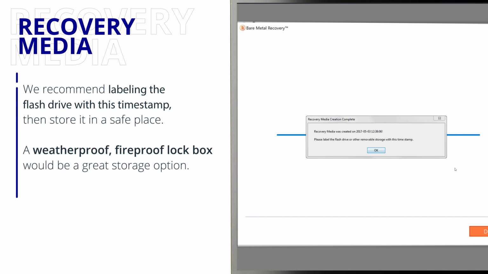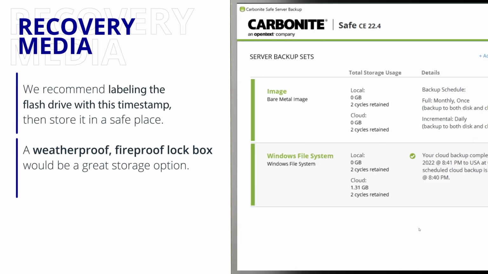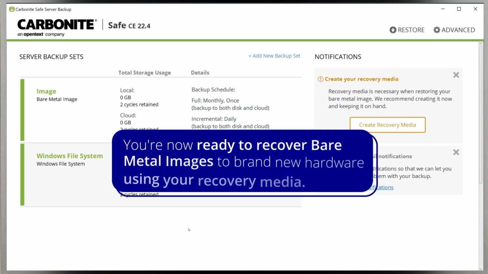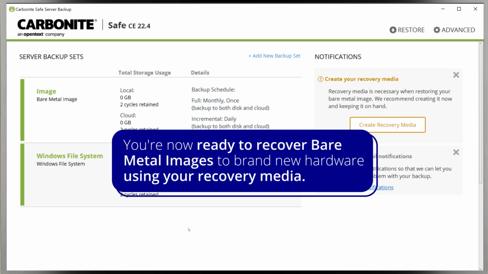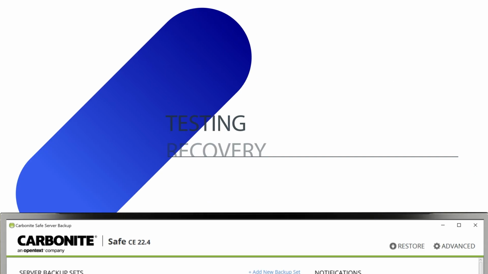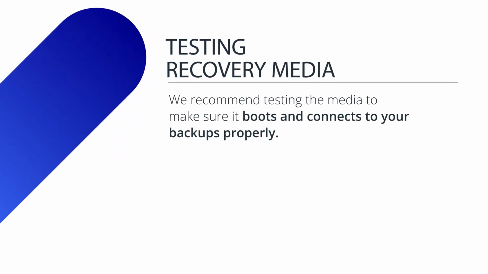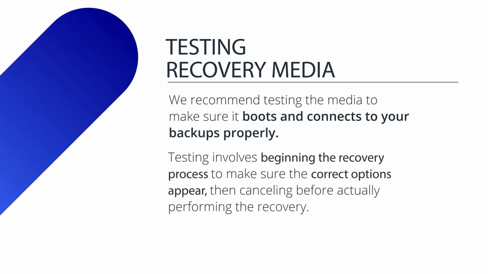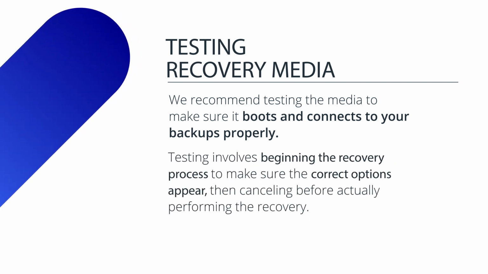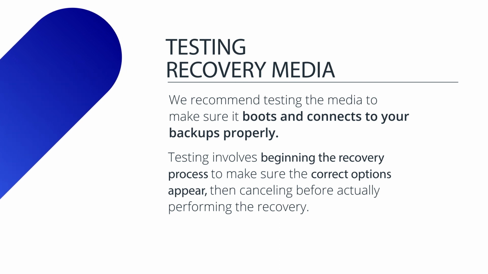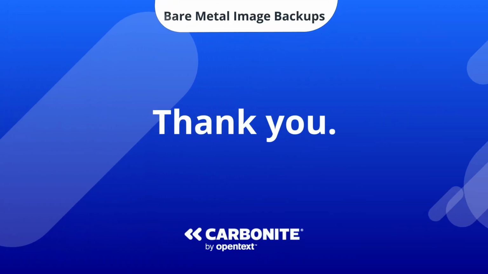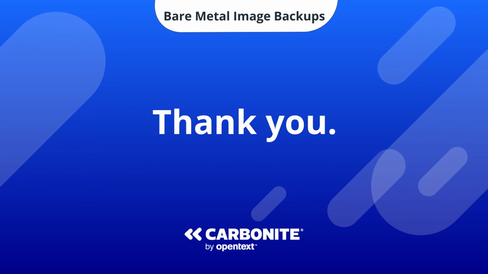It's a good idea to label the flash drive with this timestamp, then store it in a safe place. A weatherproof, fireproof lockbox would be a great storage option. Click OK and you're all set. You're now ready to recover bare metal images to brand new hardware using your recovery media. We recommend testing the media to make sure it boots and connects to your backups properly. Testing basically involves beginning the recovery process to make sure the correct options appear, then canceling before actually performing the recovery. We'll review the process of recovering a bare metal image in a separate video.